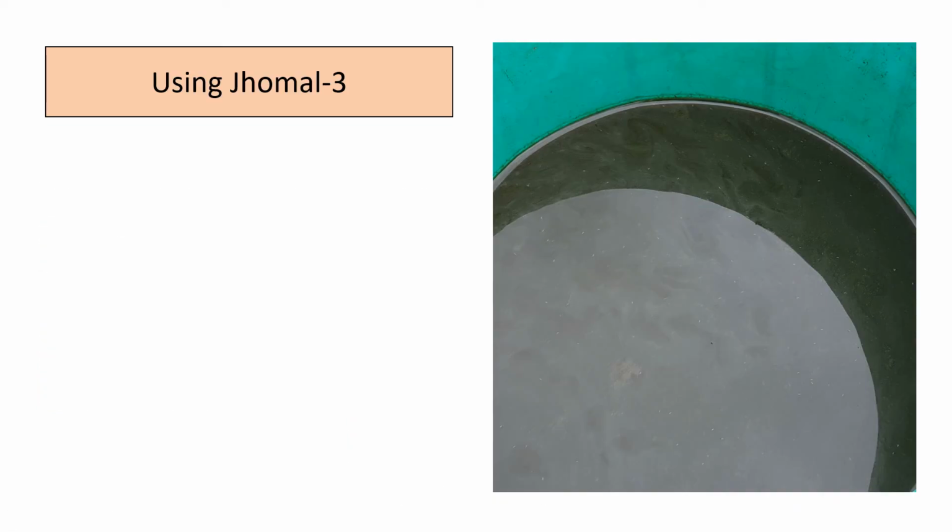Using Jholmal 3. Dilute 1 liter of Jholmal 3 solution in 3 to 6 liters of water depending on the stage of the plants. For example, to use on young seedlings, dilute or mix 1 liter of Jholmal 3 solution with 6 liters of water, and as the plants become matured or in the later stages of the plants, use 1 liter of Jholmal 3 solution and 3 liters of water. This is done so that the younger seedlings do not get damaged with higher concentration of Jholmal 3 solution.